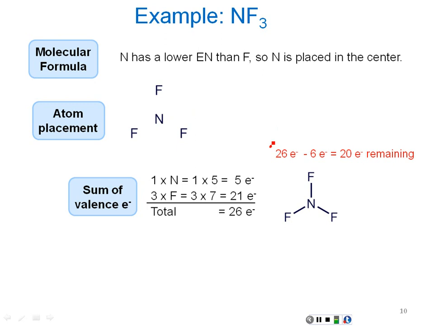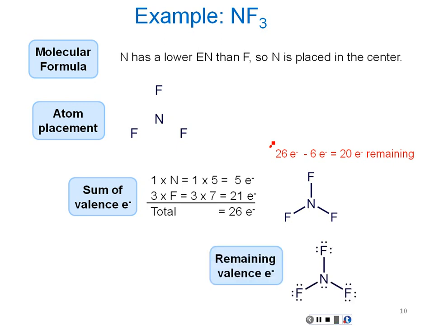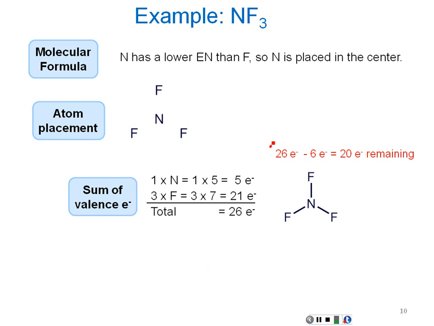Now the first thing to do would be to fill the octet of the surrounding atoms, the surrounding fluorine atoms. So we give those all, I guess I'll show this as an individual step, 1, 2, 3, 4, 5, 6, 7, 8, 9, 10, 11, 12, 13, 14, 15, 16, 17, 18. So we use 18 of the 20 remaining electrons to fill the valence shell of fluorine.